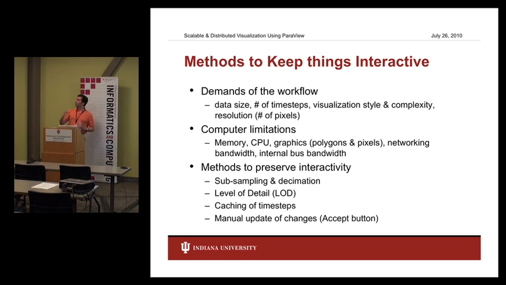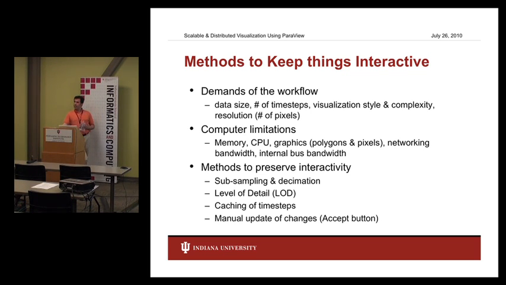The limitations of your computer could be the memory, the CPU, the GPU, which kind of breaks down into polygons and pixels, networking bandwidth, internal bus bandwidth. There's lots of possibilities. And there's lots of interesting computer science research projects in analyzing the pipeline and the performance and optimizing things.